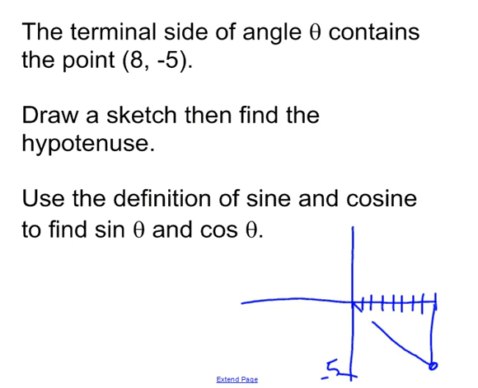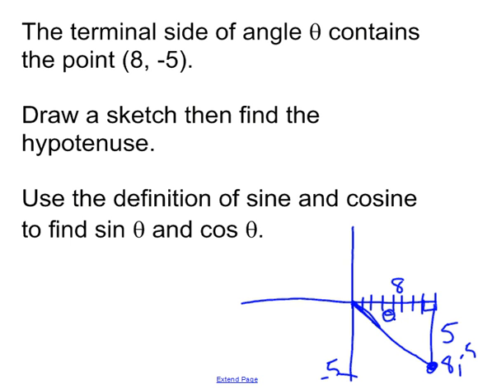All right, so this point is (8, -5). Please make sure you're always drawing your triangle with your right angle to the axis, and so your hypotenuse is always coming from the origin. All right, so we know this length here is 5, and this length here is 8, and this is my reference angle. How would I find sine and cosine of that angle?